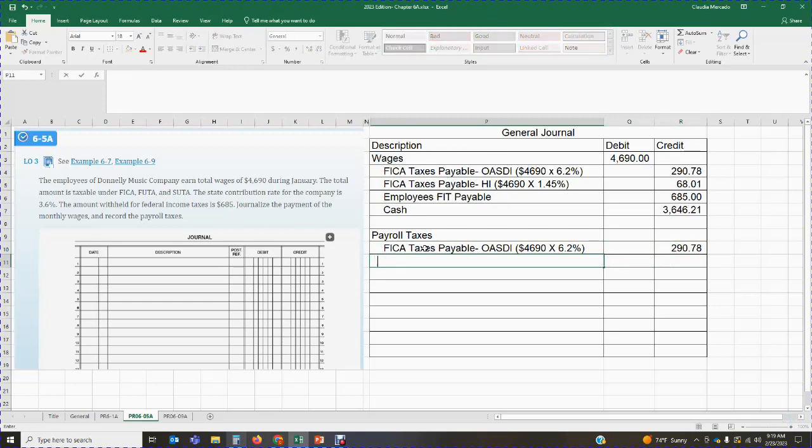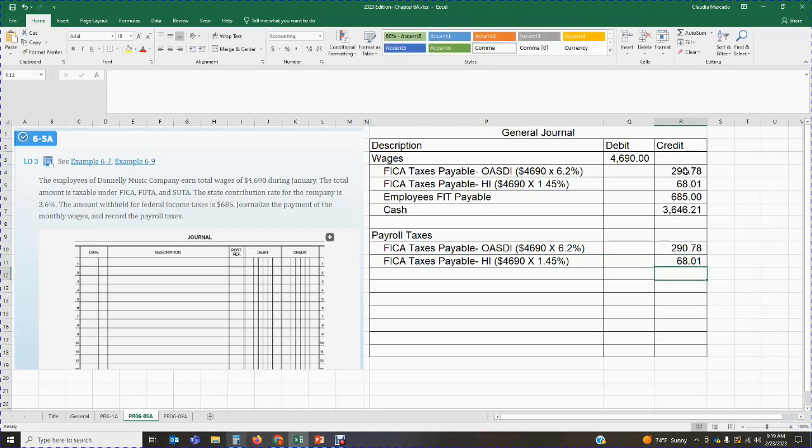The employer also has to pay FICA taxes. I'm going to put it into my payable for HI, and that's going to be my 4690 times my 1.45%, and that's going to give me 68.01. So it's the same calculations as up here. What the employee gets deducted, the employer has to match.